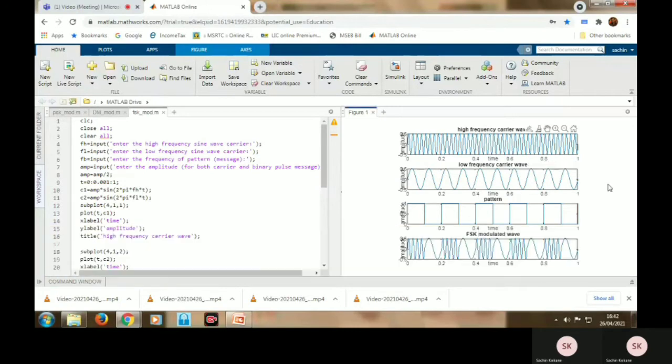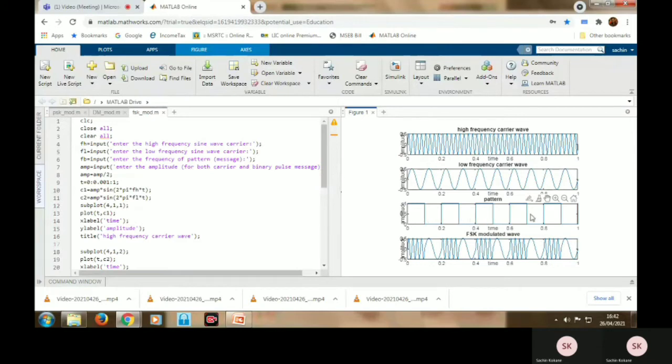If we see here in the diagram, the first graph is the high frequency carrier waveform, the second graph is the low frequency carrier waveform, and the third signal is a digital signal. Okay, so it is a unipolar binary signal. Why unipolar? Because the signal is present only on one side of the pole. That is, here we are using the positive pole.